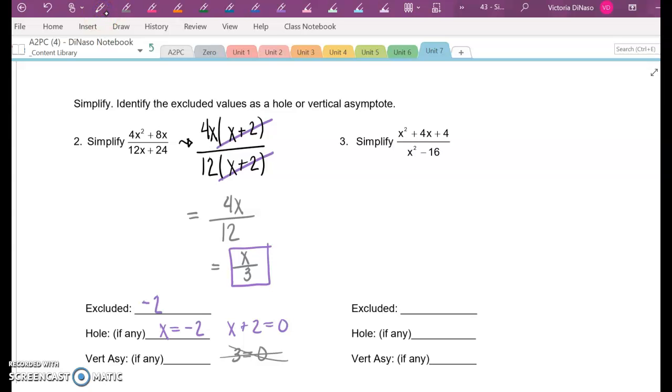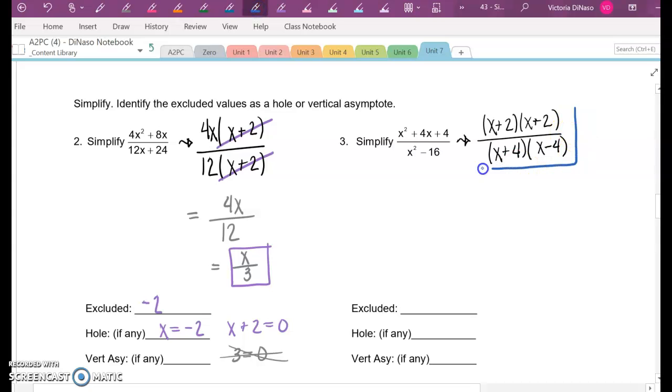Number 3. I'm going to start by factoring. So we have x plus 2, x plus 2. And in the denominator, I'm going to factor that. It's a difference of squares. We have x plus 4, x minus 4. Nothing cancels, and this can't reduce any further. So this is actually your final answer.